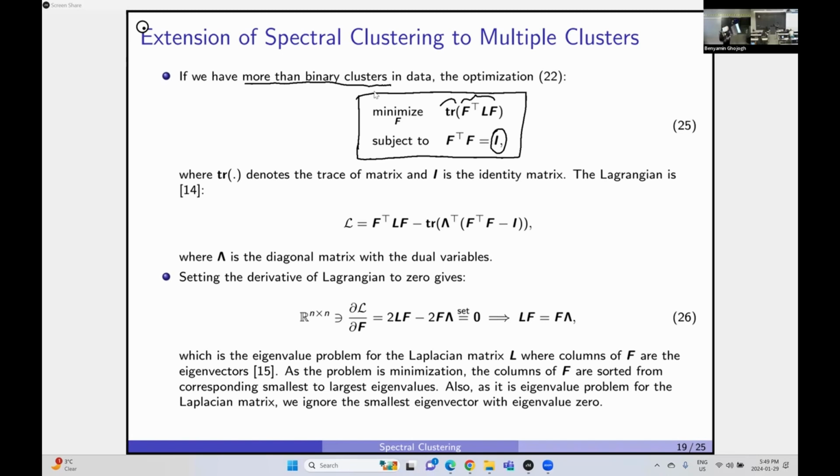So what should I do? Again, you will see this pattern a lot, by the way. I have a constraint optimization problem. What should I do? I should convert it to an unconstrained optimization problem. How? By Lagrangian. So what is the Lagrangian? The cost, by the way, I think I have dropped trace here, sorry. Yeah. So what is constraint?